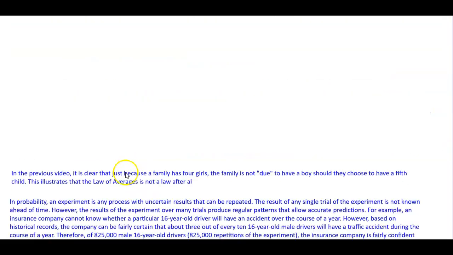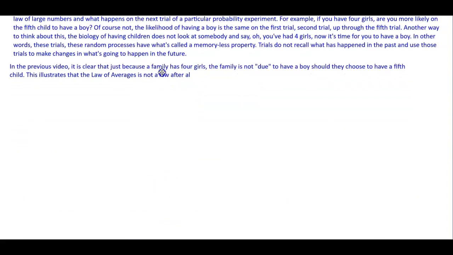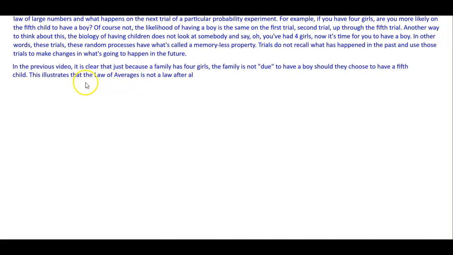So, in this previous video, it is clear that just because my family has 4 girls, the family is not due to have a boy should they choose to have a fifth child. This illustrates that the law of averages is not a law after all.